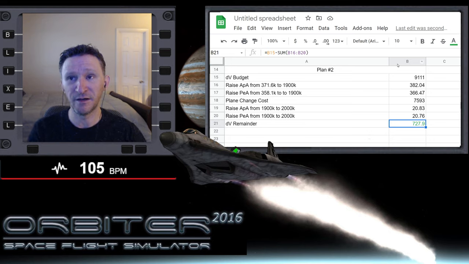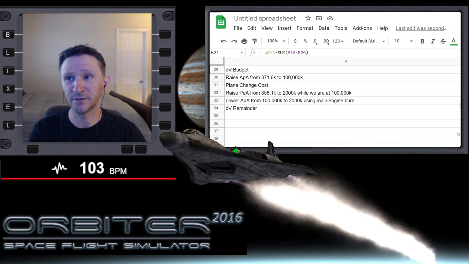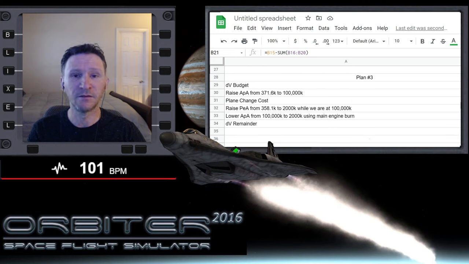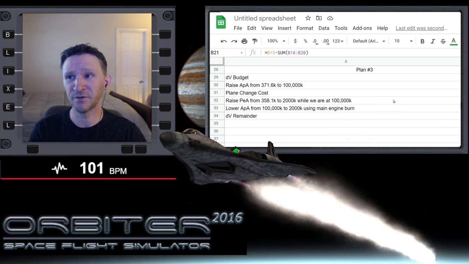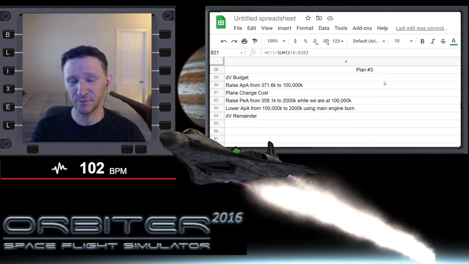So while plan number one doesn't work at all, plan number two is at least a consideration. Can we improve? Can we do something even better than that? Let's find out. Let's look at plan number three. So plan number three suggests that using this idea of raising our orbit to bring down the cost of the plane change, we're going to take that to a bit of an extreme.